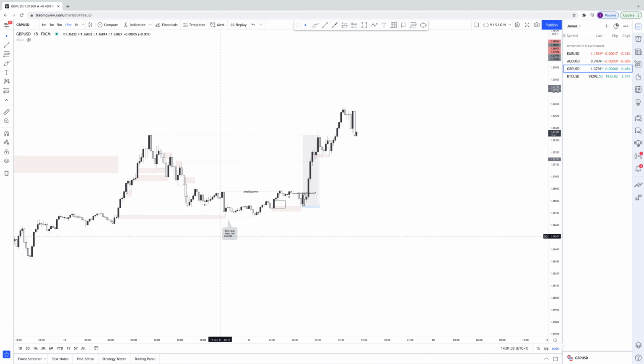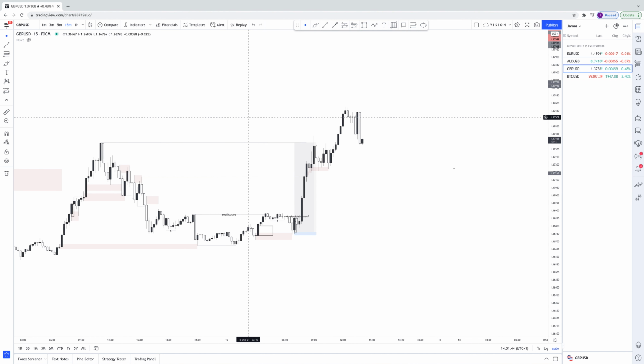Yeah, you can see, look, I've put there, look, this low was not swept. That's what I was looking for, to actually confirm that lower low for me to trade the breakout of that lower high. Okay, but then, right, this is it.